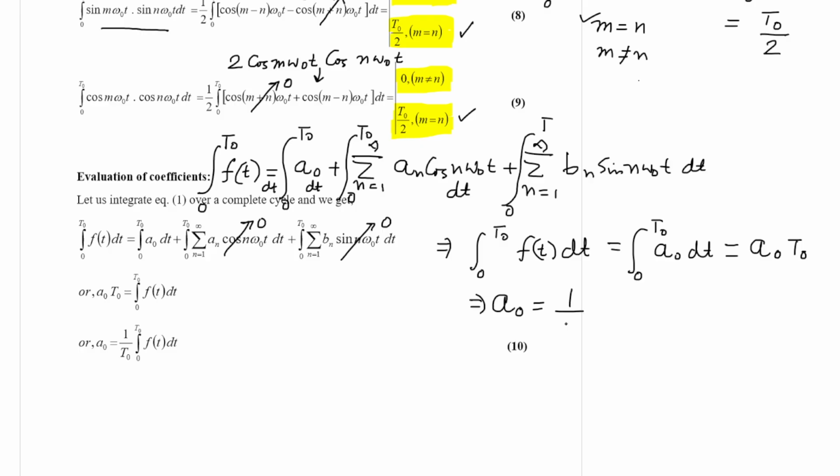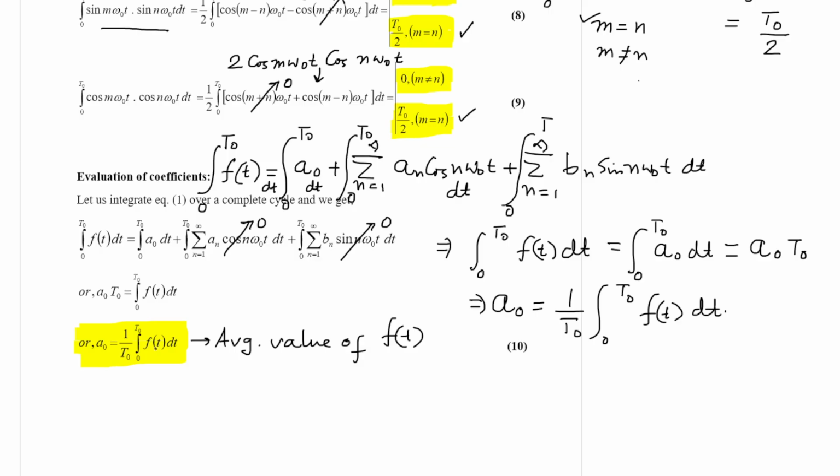A0 is nothing but 1 by T0 times the integration 0 to T0 of f(t) dt. That is the expression by which we can evaluate A0. A0 is actually the average value of the function. It is nothing but what this expression is denoting: the average value of f(t).